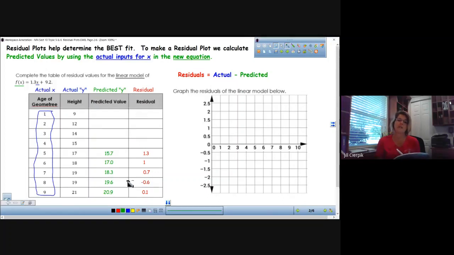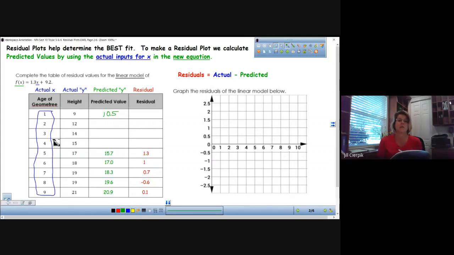Now, I went ahead, you can see half of this table is filled in because it's a long table, and I don't want you guys to sit here and watch me do all these calculations. So I filled in a bunch of them already. But just to give you the idea, if I plug 1 in place of x, 1 times 1.3 plus 9.2 is going to give me what I expect the predicted value to be. So I would expect, based on my equation, that this output value, meaning the predicted height of the tree, is 10.5 feet.